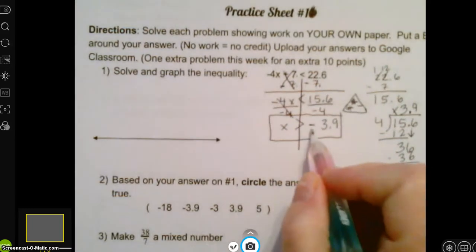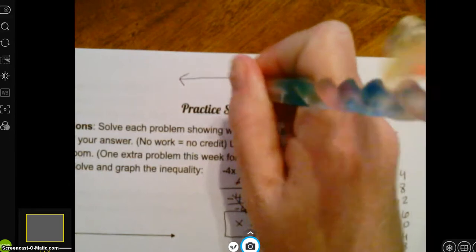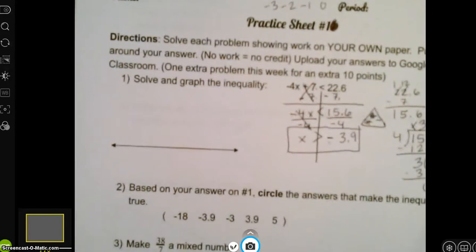Now, this is what's been catching some of us. Remember, I told you that if you get confused, just make yourself a little tiny number line. So if this is 0, -1, -2, notice what's happening to the numbers, okay? It gets more negative to the left, so that's kind of what's going to happen here.